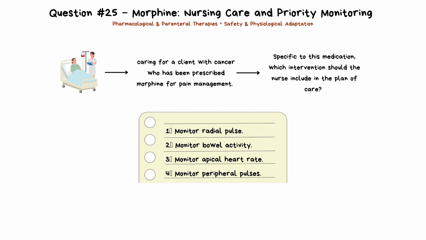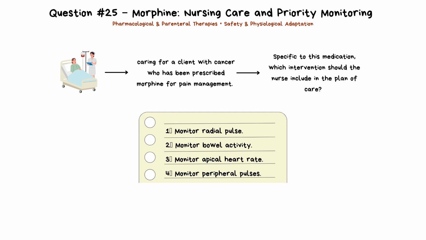Think about how opioids affect body systems overall. They slow everything down: breathing, peristalsis, alertness. So which assessment best reflects the main risk you need to manage day to day? Got your answer? Let's review it together.